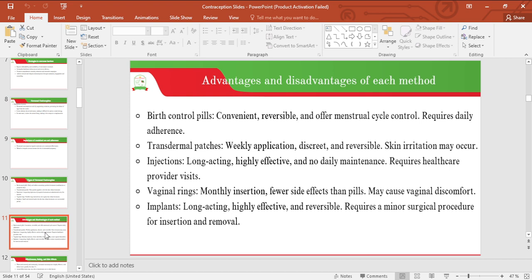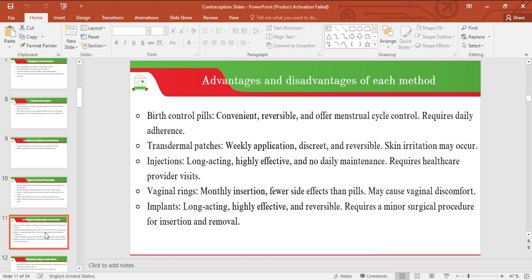Then we have the long-acting injections, which are also highly effective, and there is no daily maintenance, because if you have got the injection once, it means that you will have to wait for another 3 months, then you take the injection again. So you don't need to worry about taking the injection every day, like with the birth control pills. So the injections require healthcare provider visits so that the injection can be administered to the client.